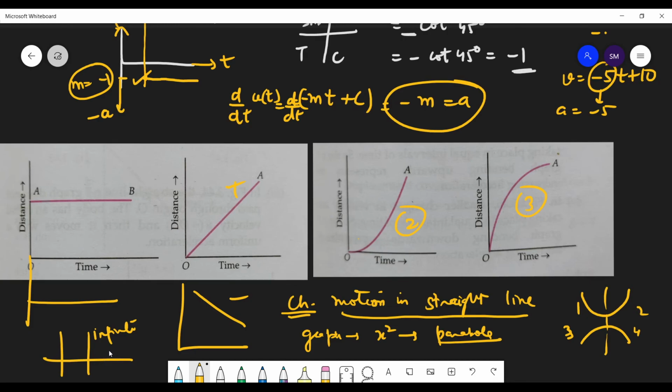Because you cannot have anything infinite. You cannot have acceleration infinite, you cannot have velocity infinite. So vertical line will not be possible. So either you will have a line over here, positive slope or negative slope, and these 4 kind of parabolas. So now I think students it is very much clear. All the graphs of NCERT now you people are able to handle.